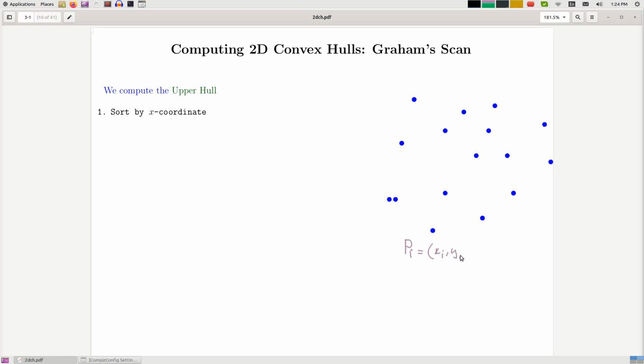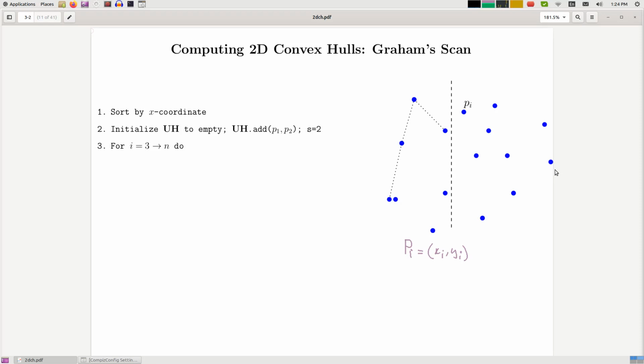Okay? The first thing that I do in this algorithm is to sort these points by x coordinate in increasing order, which means that the first point in the list will be the point with the smallest x coordinate and the last point will be the point with the largest x coordinate. And then what we do here is to initialize a few things, and the algorithm is essentially an iterative algorithm.